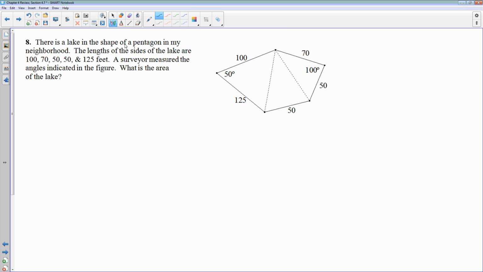Okay, number 8. Here we have some crazy lake, and I give you the side lengths of the lake. There are 5 sides, and I give you a couple of angles in the problem, and I want to know the area of the lake. Now, this one's going to be a little bit of a hassle, but we're going to have to divide this into 3 triangles, and we're going to find the areas of all 3 triangles.